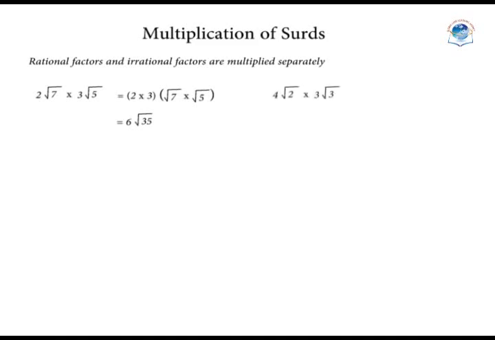4 root 2 times 3 root 3. That will be equal to 4 times 3 times root 2 times root 3. That will give us 12 root 6.